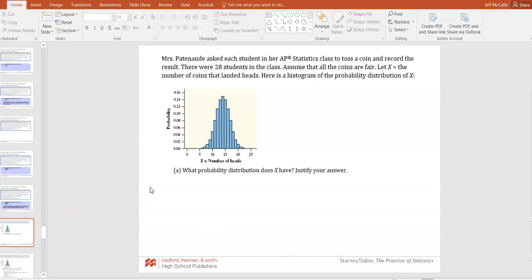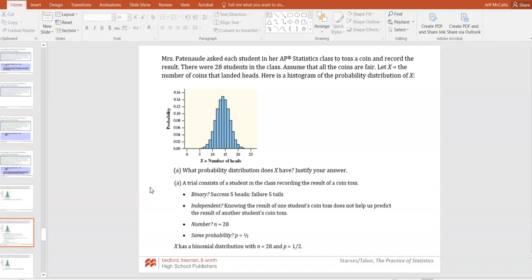Standard deviation is the square root of n times p times q, so the square root of 28 times 0.5 times 0.5. We know n and p there. Is it independent? So it passes all the tests. It's definitely binomial there.